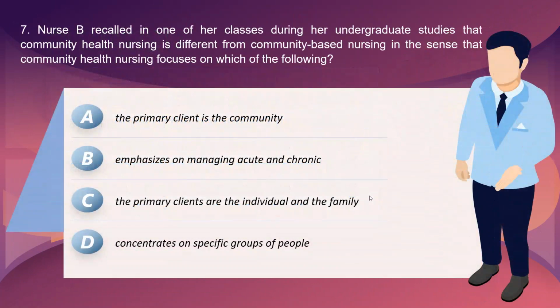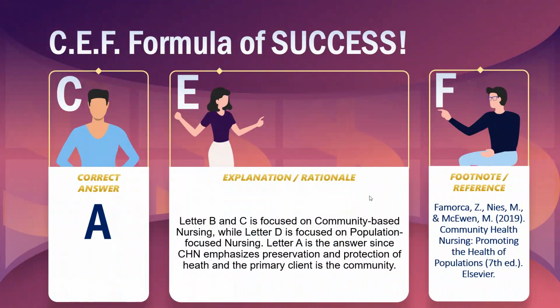Number seven, Nurse B recalled in one of her classes during her undergraduate studies that community health nursing is different from community-based nursing in the sense that community health nursing focuses on which of the following: the primary client is the community, emphasizes managing acute and chronic conditions, the primary clients are the individual and the family, or concentrates on specific groups of people. So the answer here is letter A.